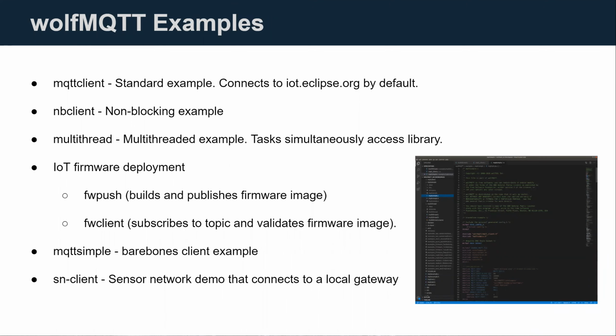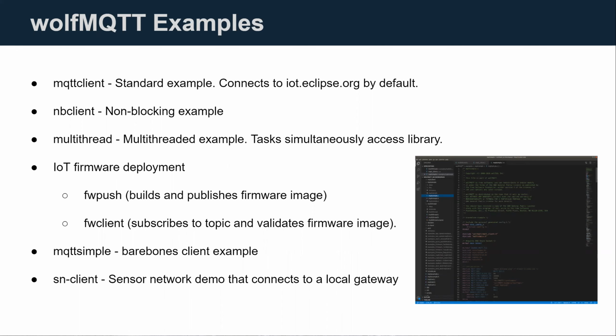The firmware example is pretty nifty. It has two parts. The first is the firmware push, and it uses wolfSSL to build a hashed and signed firmware image, and then it publishes it to the broker. The second part is the firmware client, and it's subscribed to the topic, and it's waiting for the firmware to be published. Whenever the broker sends the message and the firmware client receives it, then the firmware image is unpacked and verified. So this is basically what you would actually do for an embedded device.